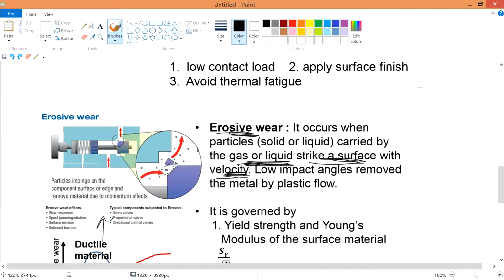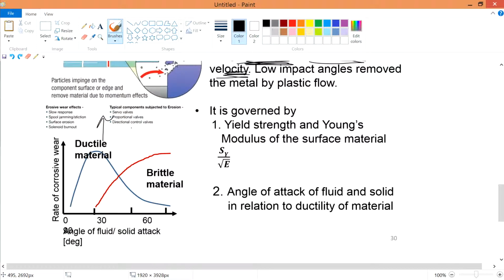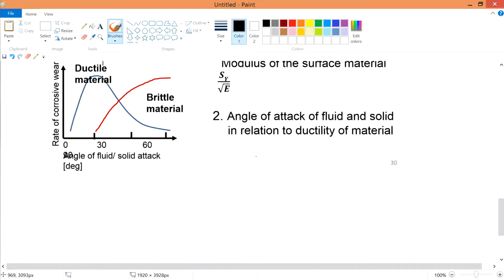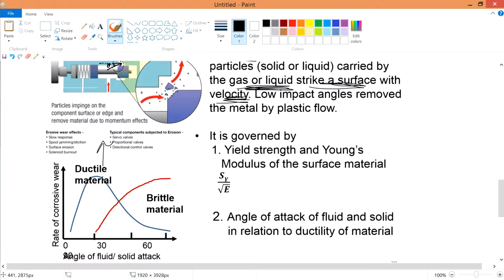The surface material, I believe, is this particular surface, so it's the Young's modulus of this surface. For a ductile material and a brittle material, the angle of attack matters, because you're going to hit onto this thing at a certain angle. If this is the datum point, this is the angle theta.